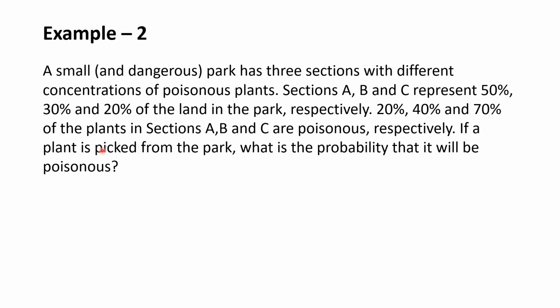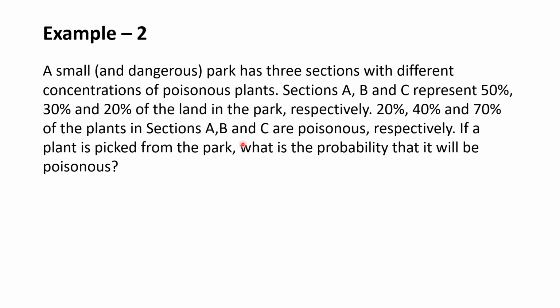And you pick a plant from one of these sections with probability 50% from A, 30% from B, and 20% from C. So I don't want to say randomly, but just based on the size of the section, you pick a plant from that section with a given probability. And you want to know what is the probability that the plant that you've picked is poisonous. So I'll pause here, or you may want to pause here, and then I'll come back and give you the solution on this slide.